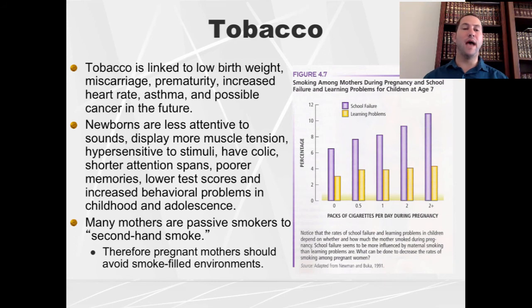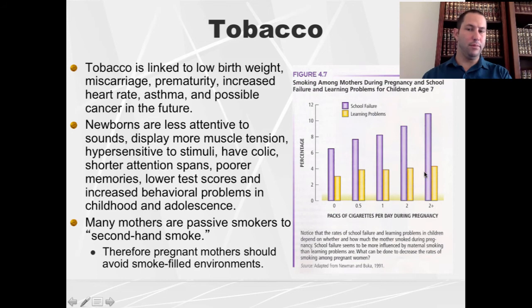Now tobacco. Tobacco is a serious problem. It's associated with low birth weight, miscarriage, premature birth, asthma, cancer in the future. We also see it's associated with sudden infant death syndrome. And then if you look over here, you'll see that the more you smoke as a mother, the more school failure and learning problems your child has. So it's associated with cognitive problems too.